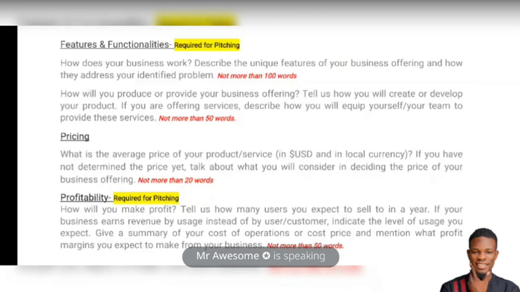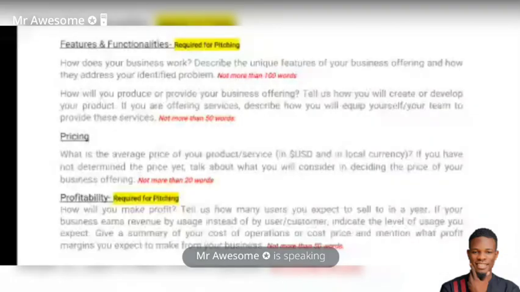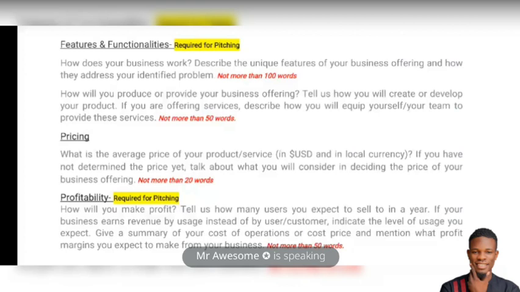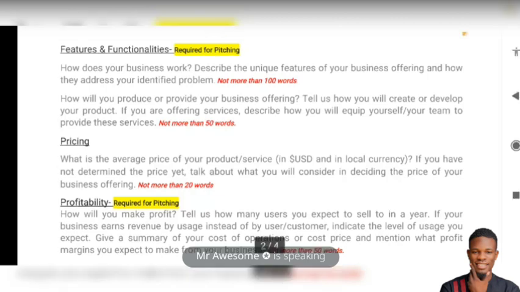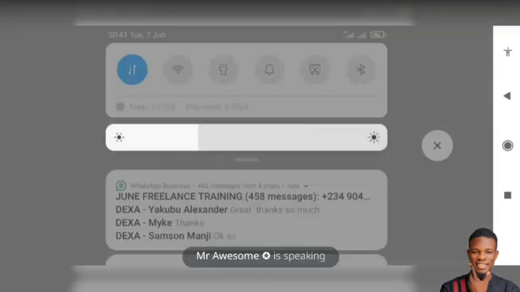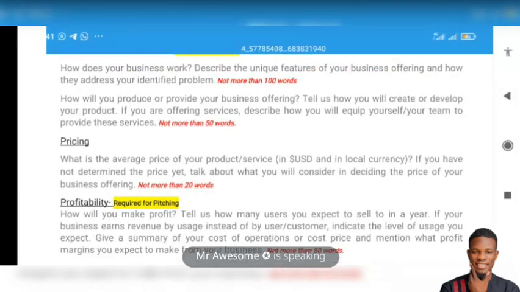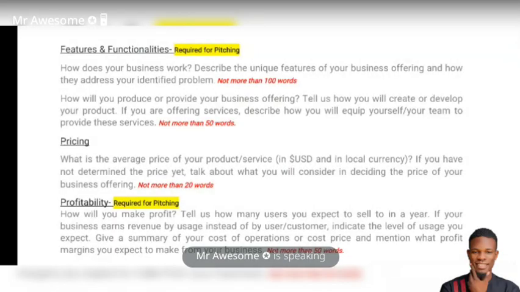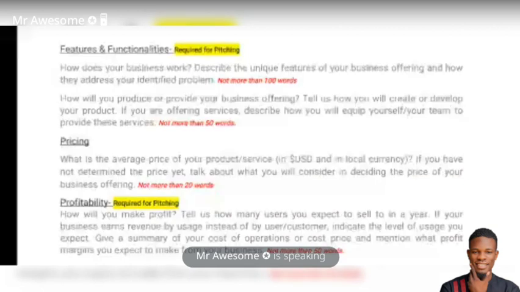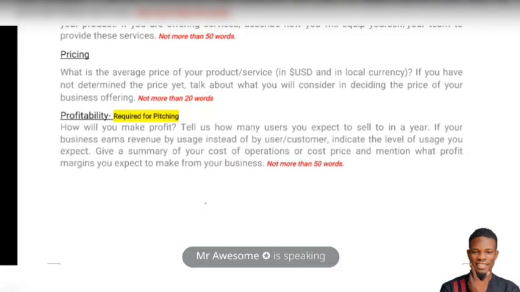But if you have not determined the price of your product, maybe your business is still an idea and you don't know how much you're going to be pricing your product, then you'll talk about what you will consider in deciding the price of your business offering. It entails your expenses, the cost of raw materials, the things you need to get in place before you'll be able to have a product. You explain what those things are that you would consider before you come up with a definite price: maybe the price of getting raw materials, the price of transportation, the price of labor, if those things are necessary.